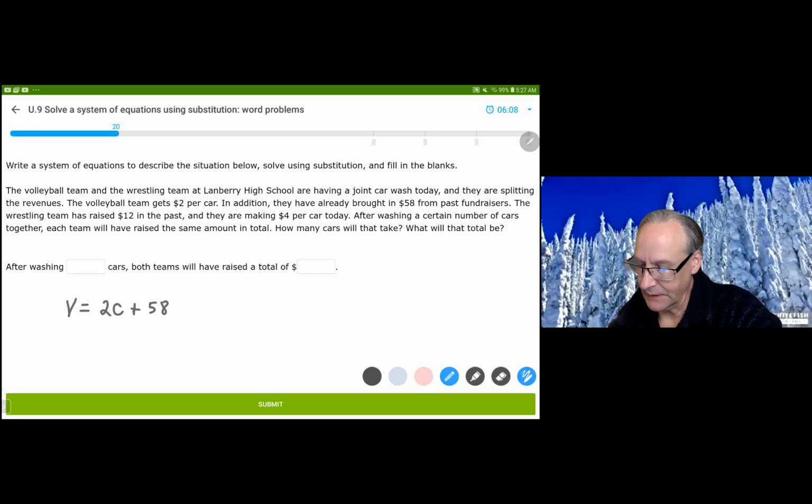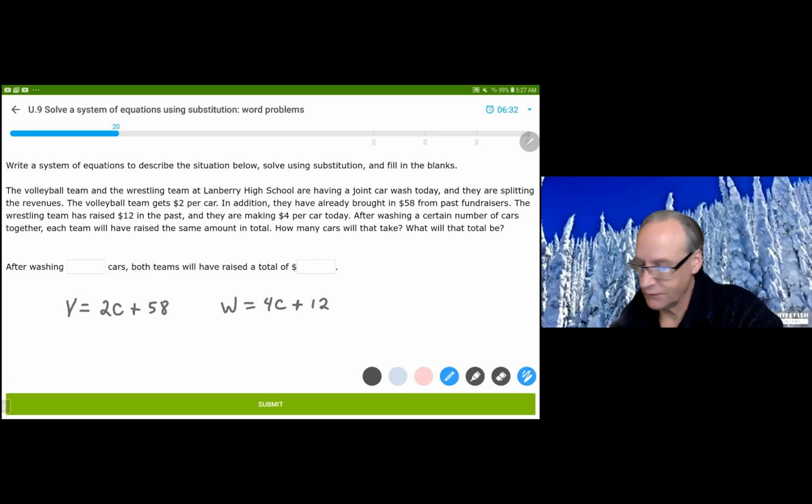Now the wrestling team, this is the money that the wrestling team collects. It says that they raised $12 in the past and $4 for each car that they wash, plus 12 in the past. And when will the money be the same?